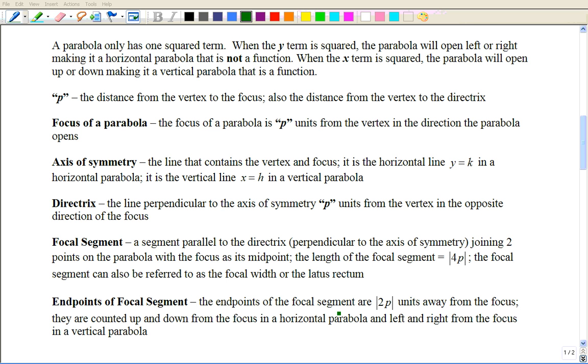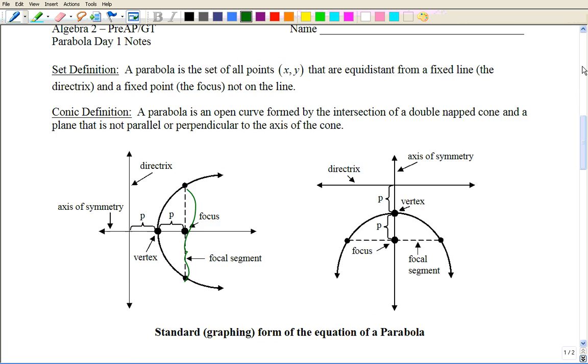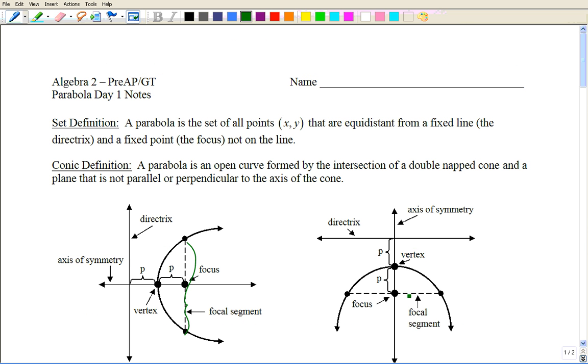So the endpoints of the focal segment are 2p, the absolute value, units away from the focus. So they are counted up and down from the focus if it's horizontal, and left and right from the focus in a vertical parabola. So just so that we are extra clear on that, half of the focal segment is 2p. So then all the way across, that is 4p. And that's true for the horizontal or the vertical.